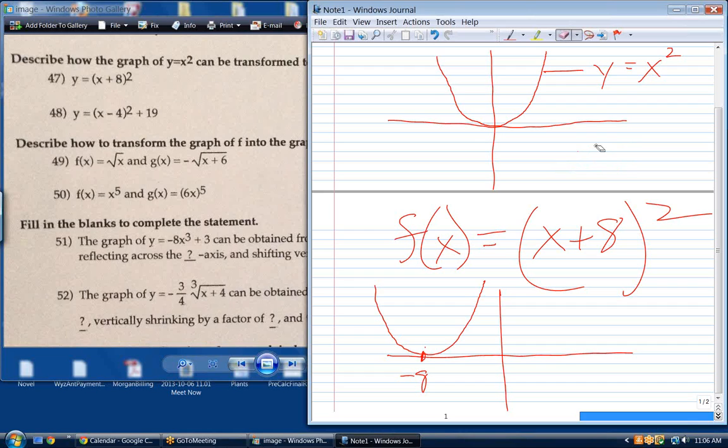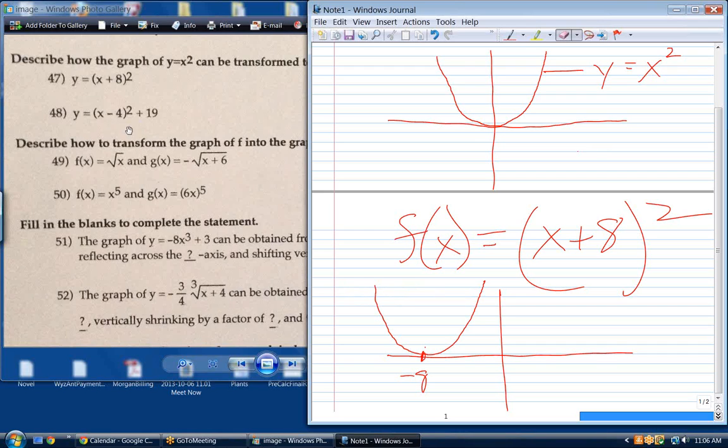Yes. Most of these are going to be x minus h, as you'll notice. For probably the rest of your math life, it's always going to be x minus h, not x plus h. So get used to x minus h.